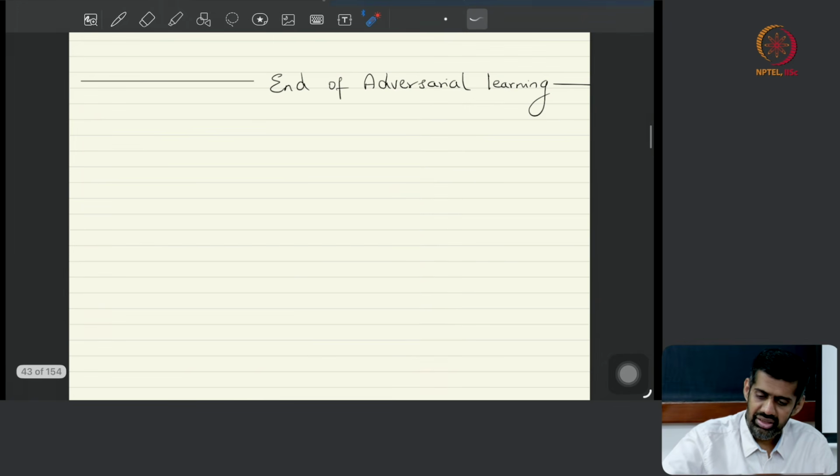Right. So that brings us to the end of the f-divergence minimization and adversarial learning. There are multiple applications of adversarial learning. Even though the min-max optimization problem is not the state of the art today for image generation, where diffusion models are, adversarial learning is used in multiple places.